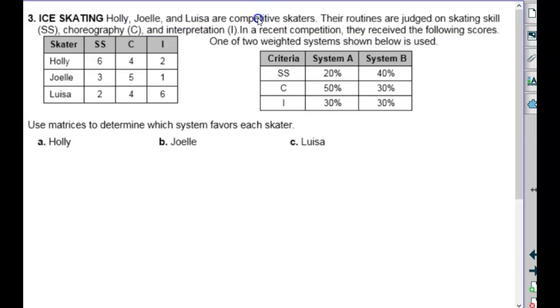Okay, Holly, Joelle, and Louisa are competitive skaters. I know it's on the quiz Friday. Their routines are judged on skating skill, choreography, and interpretation. So these are the three things they're judged on. Same place, same what they stand for. Okay, they received the following scores. Holly got 642, etc.